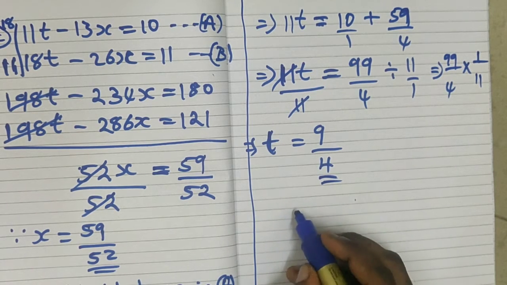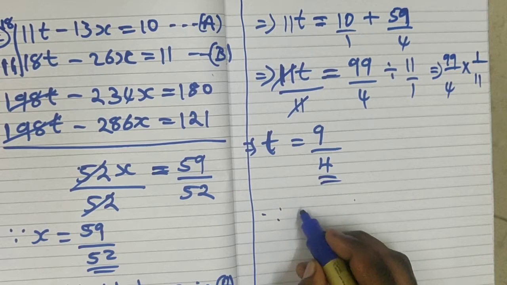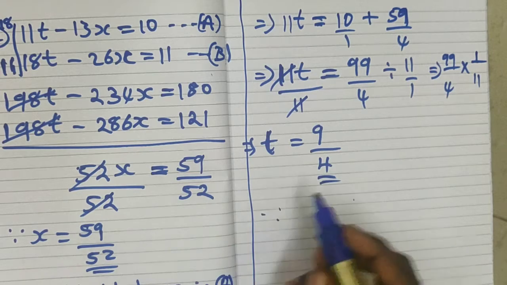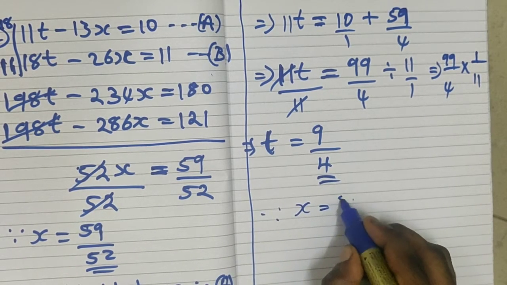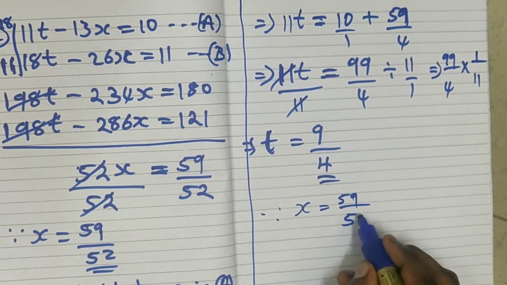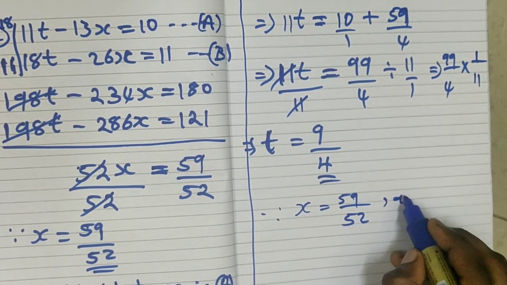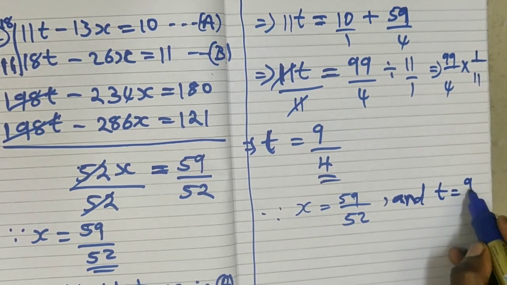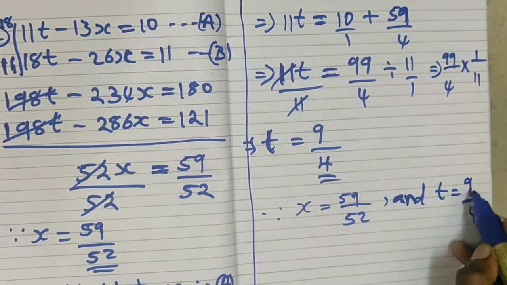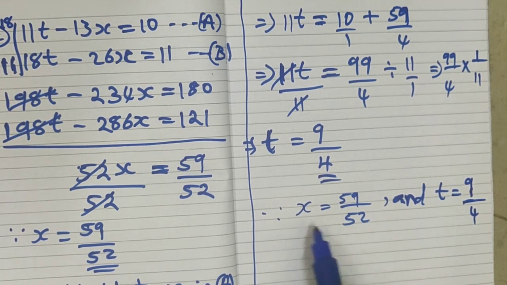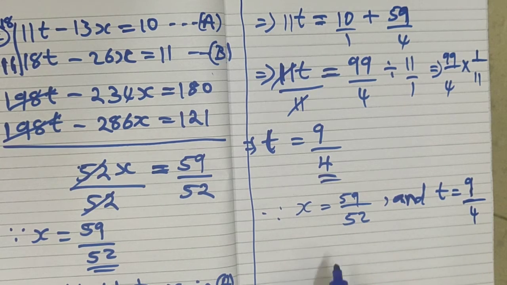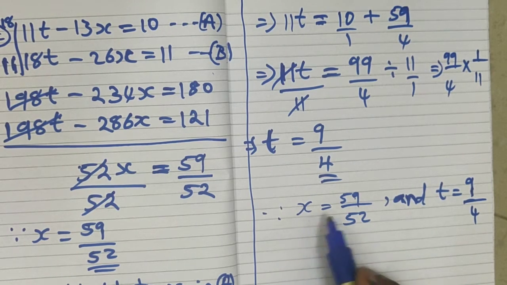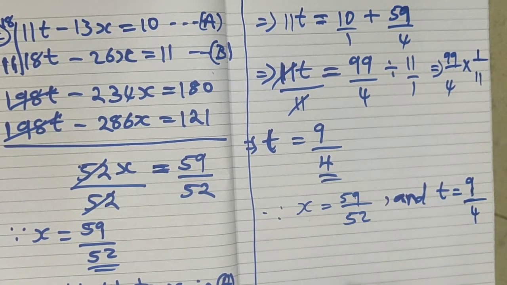Therefore, where is our x? x is 59 on 52 and t equals 9 on 4. So as you can see, this is our x, this is our t. Now what we need to do, since we have our x and t, we have to go to our given equation and substitute our x and t to find the variable z.